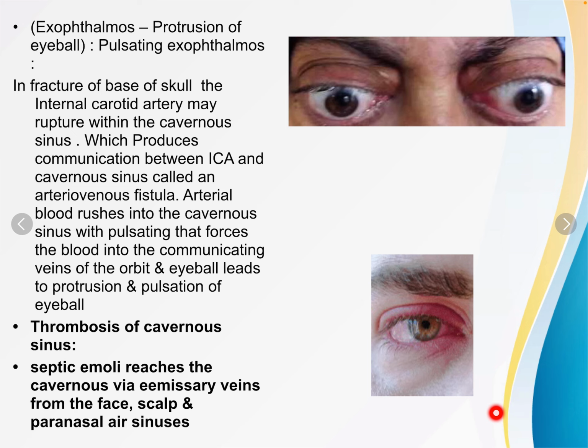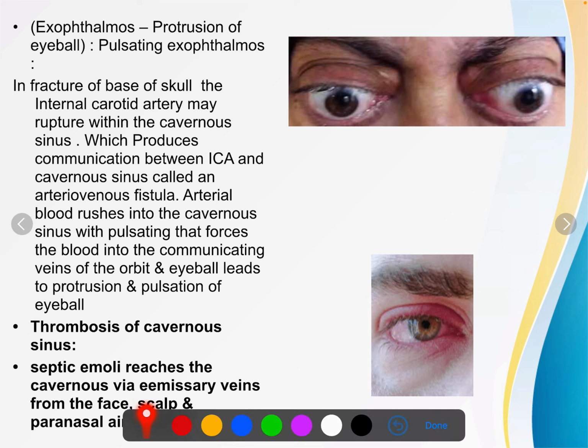The next one, the thrombosis of the cavernous sinus, which occurs when septic emboli breach the cavernous sinus through the emissary vein from the face, scalp and paranasal air sinus. So that's all about the cavernous sinus.